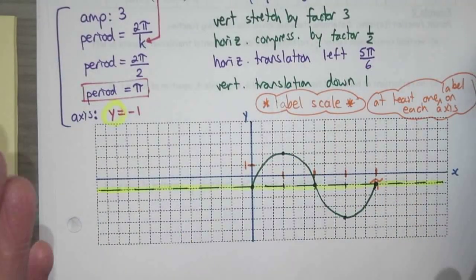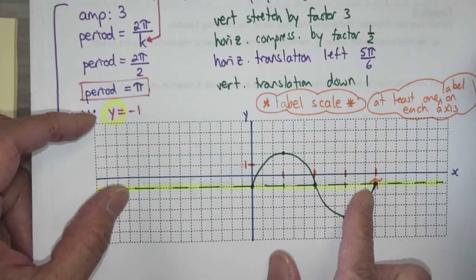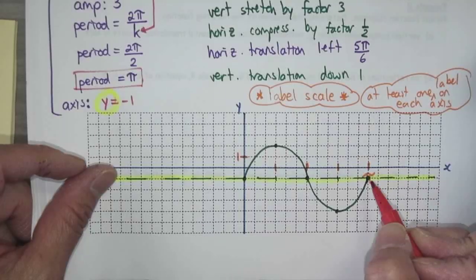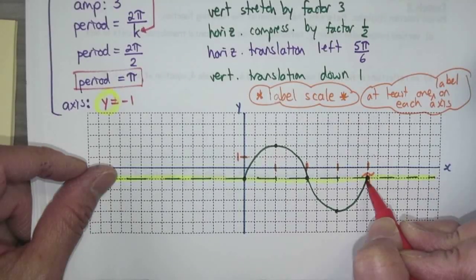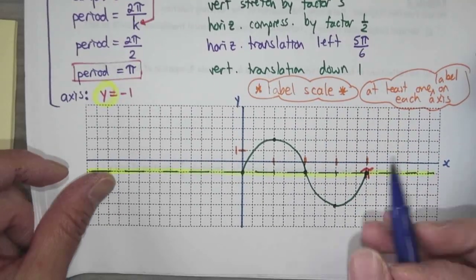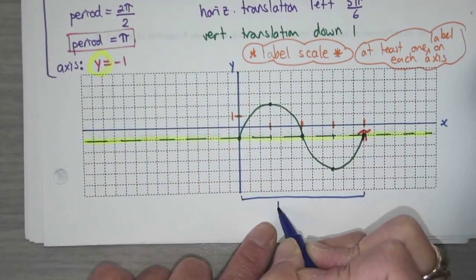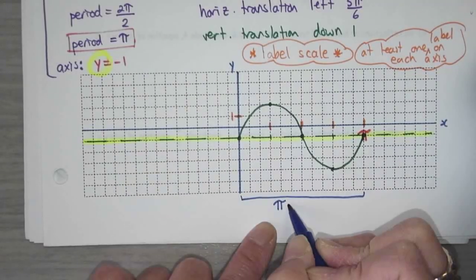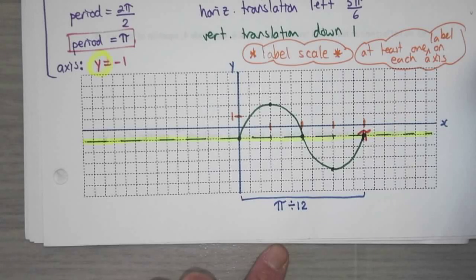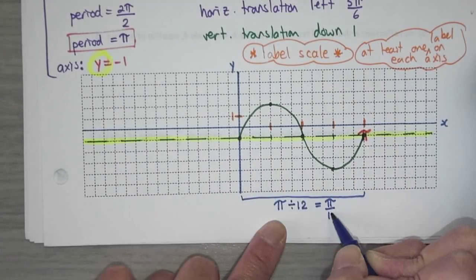So now, I need the scale to get this. To shift it left 5 pi over 6, I need to know how much each square is. So I take my pi, which is here. So I know this is pi, right? Pi is there. I take my pi and I say, 12 squares is pi. So I take that, divide it by 12. You don't have to show this, but for your notes. So I know that every square is pi over 12.